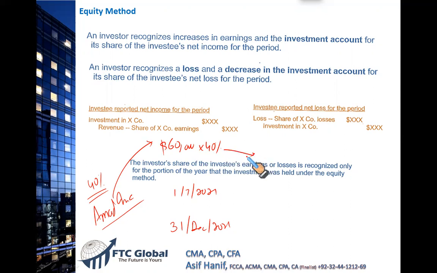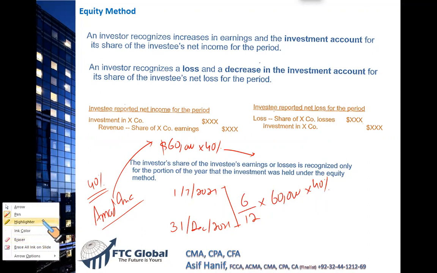No, I'm not right, because I purchased shares in Ahmad Incorporated on 1st of July, 2021, and now I'm reporting at 31st December. So I actually held on to this investment for just 6 months out of 12. So if there is a total gain of 60,000, I am only entitled to take 6 by 12 part of it multiplied by 40%. Right? So this is the point you need to remember.